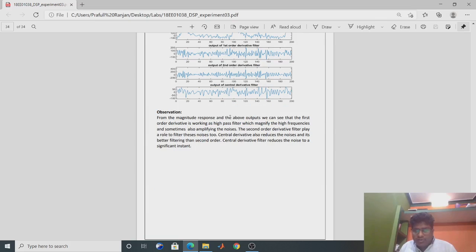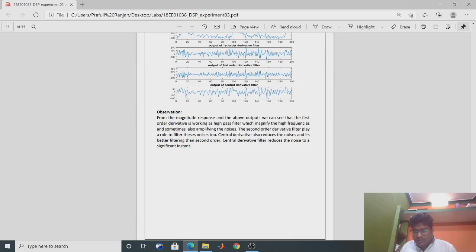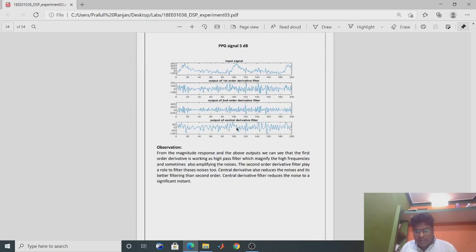So from the magnitude response and the above outputs, we can see that the first order derivative is working as a high pass filter, which magnifies the high frequencies and sometimes also amplifies the noises. The second order derivative filter plays a role in filtering these noises too. The central derivative also reduces the noises and is better at filtering than second order. Central derivative filters reduce the noises to a significant extent, which we can observe from these graphs. We can see here these are the noises.